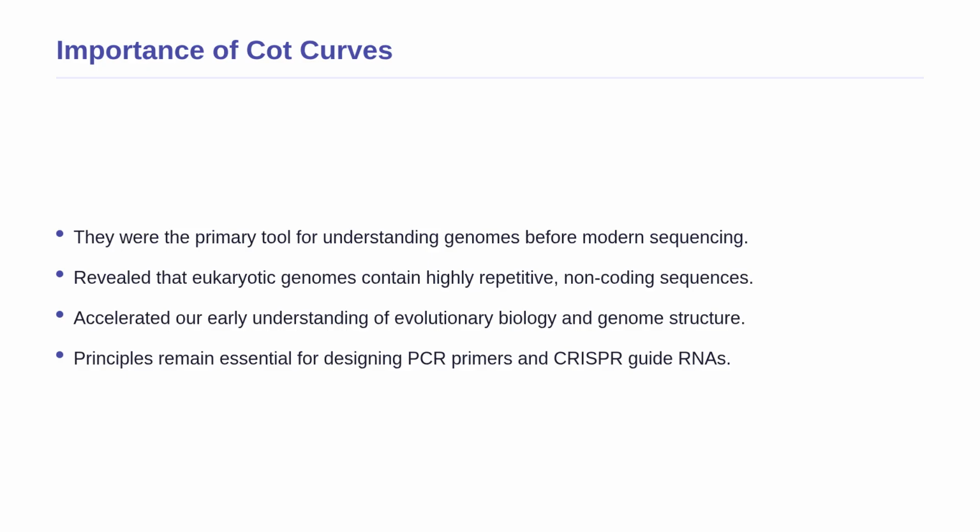Before we look at the math, it is important to understand why this technique was so revolutionary. Before the invention of modern DNA sequencing machines, Koch curves were the absolute primary tool scientists used to understand unknown genomes. They led to the groundbreaking discovery that eukaryotic genomes, like our own human genome, are not just long strings of unique protein-coding genes. Instead, these curves revealed that a massive portion of our DNA consists of highly repetitive sequences that do not code for proteins at all.